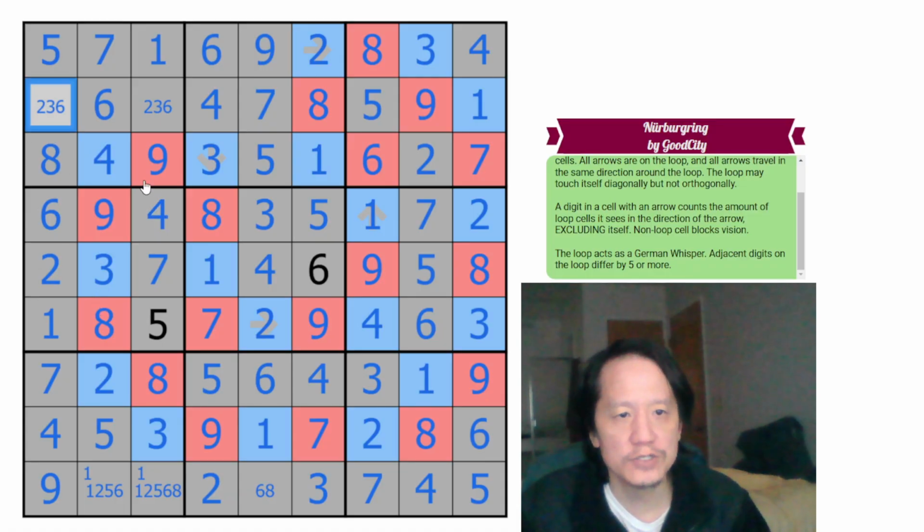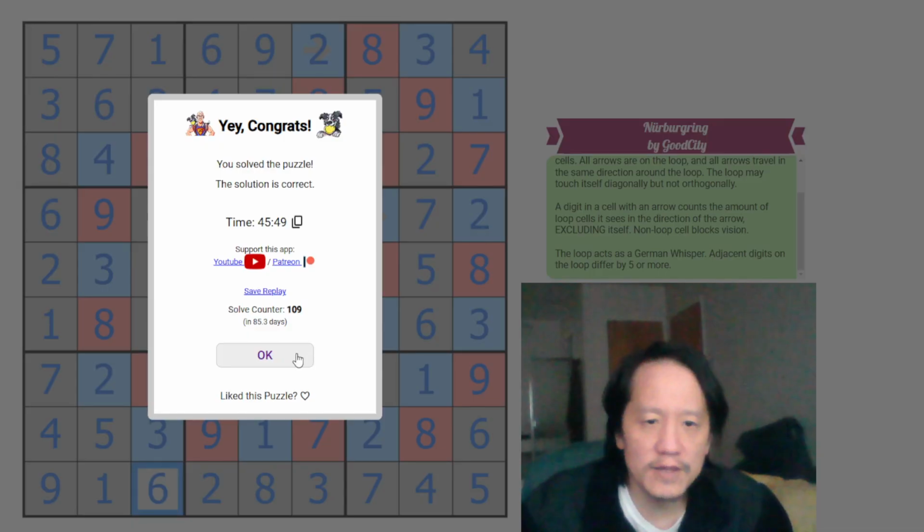This can't be 2 or 6, so this is 3, which makes that a 2. This can't be 6, so this is an 8. This has to be a 1-6 pair, so therefore this is 1, and this is 6. And that's a solution.